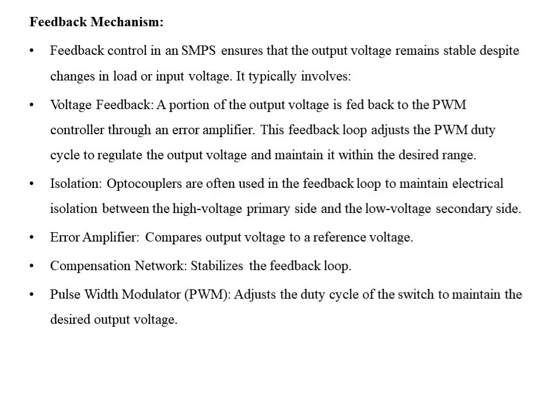The error amplifier compares the output voltage to a reference voltage. The compensation network stabilizes the feedback loop, and the pulse width modulator adjusts the duty cycle of the switch to maintain the desired output voltage.